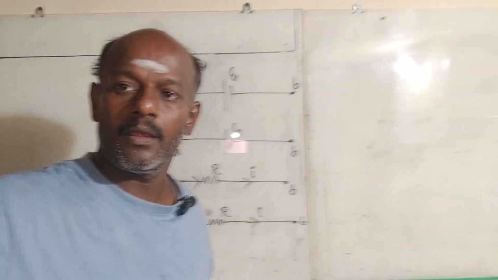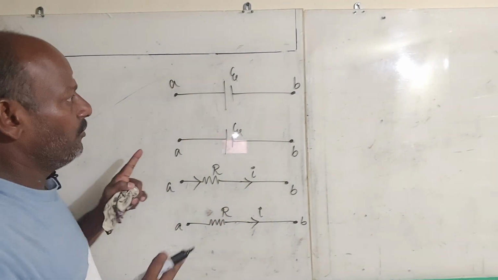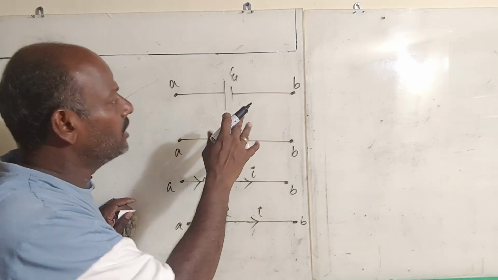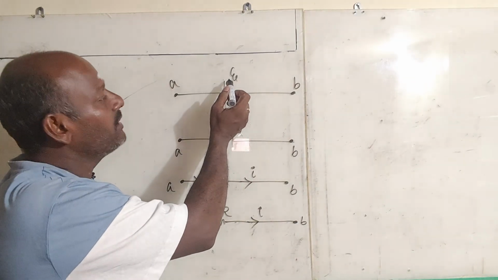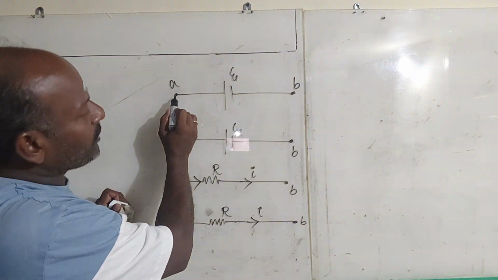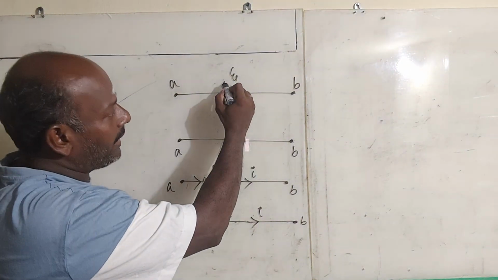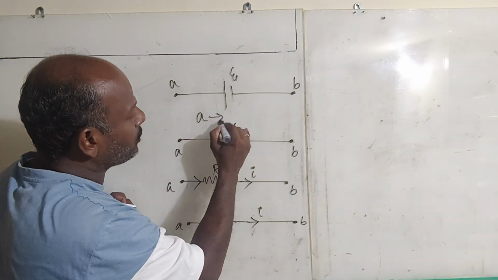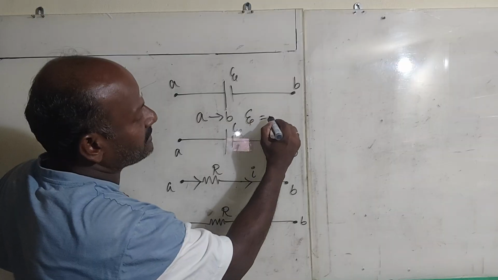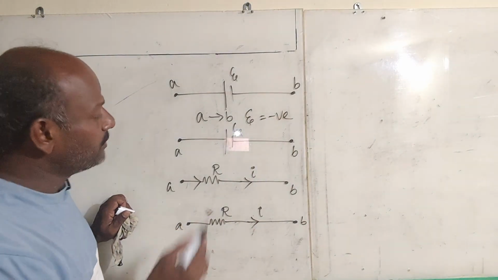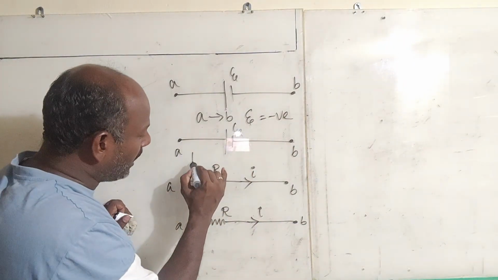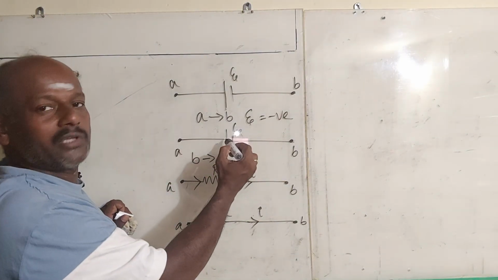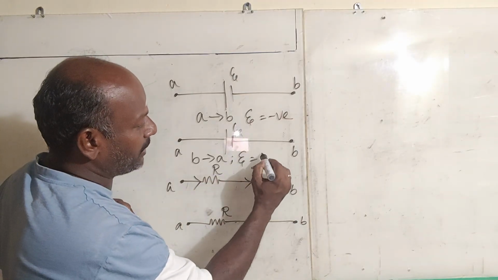In this circuit, suppose it has a potential E, and I am moving from A to B. I am moving from higher potential to lower potential, so when going from A to B, E is taken as negative. Similarly, when I am moving from B to A, I am moving from lower potential to higher potential, so E is taken as positive.